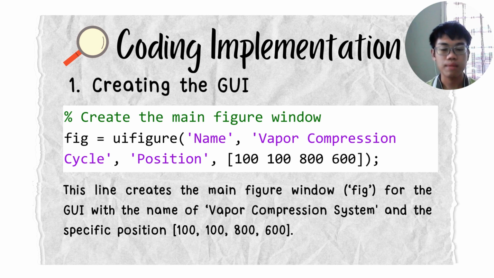Hello everyone, I'm Yi Yu, and now I will explain the coding implementation in this project. Firstly, we create the GUI. In the code shown here, this line creates the main figure window by using the code figure for the GUI, with the name of Vapor Compression System and its specific position.